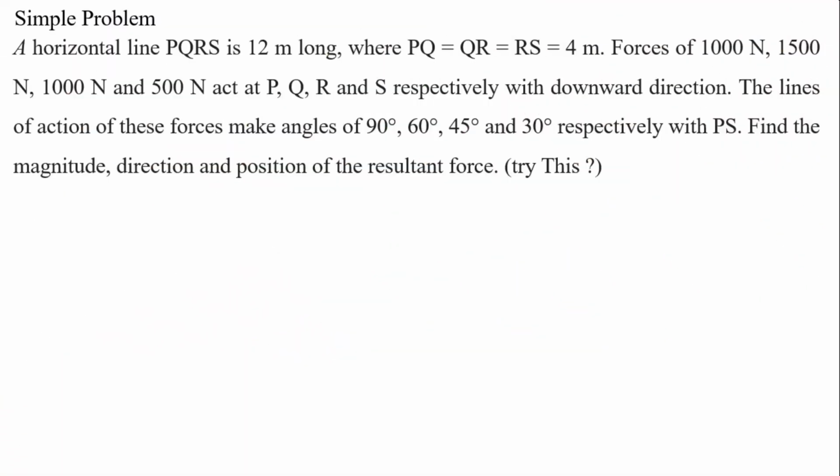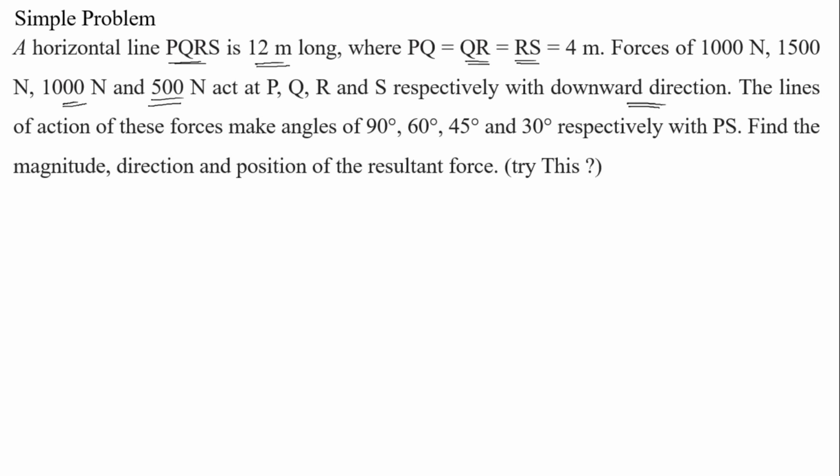In this video we will discuss two simple problems. A horizontal line PQRS is 12 meters long, where PQ is equal to QR is equal to RS, which is equal to 4 meters. Forces of 1000 Newton, 1500 Newton, 1000 Newton and 500 Newton act at P, Q, R and S respectively in the downward direction.